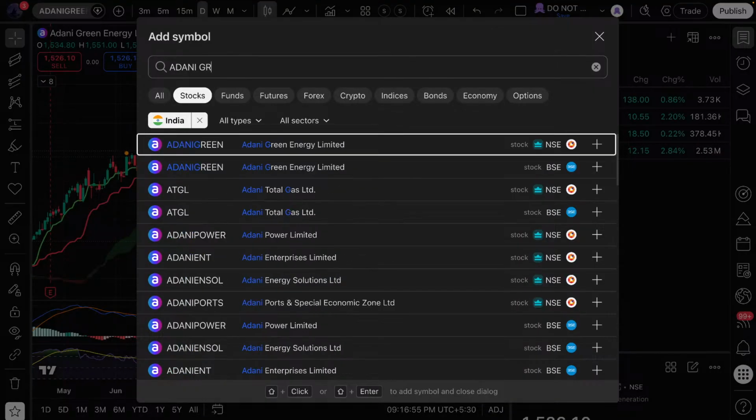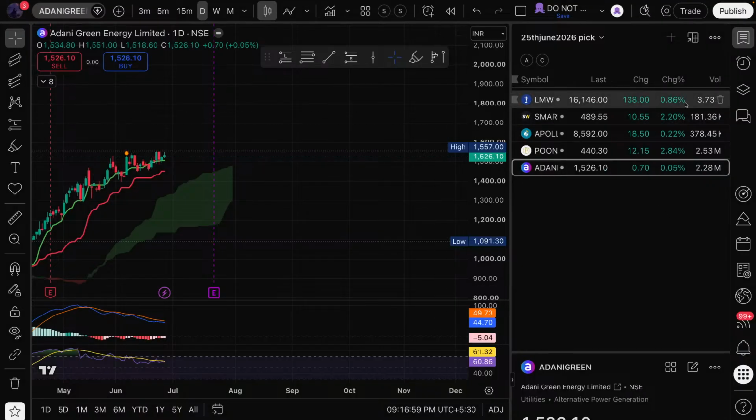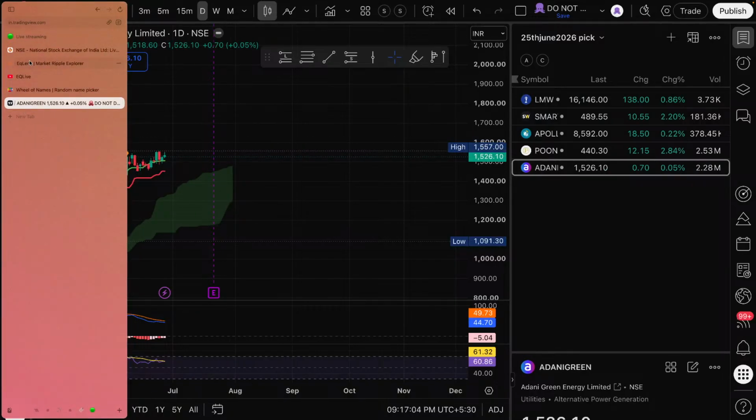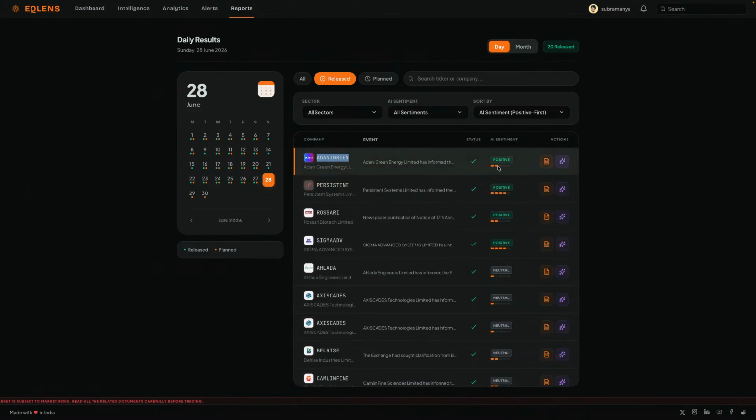Adani Green Energy Limited. This I can keep for the long term as well, mainly because this is an Adani share and there was some good news for now at least. Okay, good pick. Positive is 2, it says.